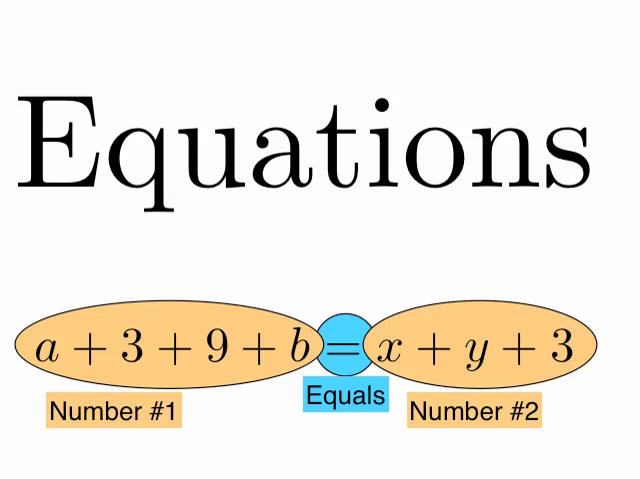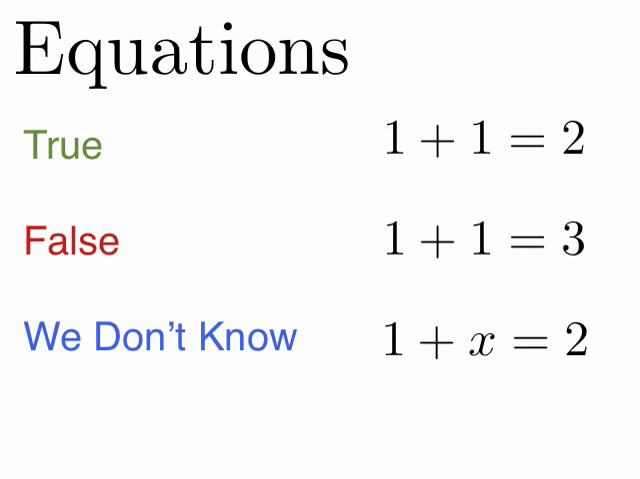This is a statement saying that the number a plus 3 plus 9 plus b, it's an expression, of course, because there are many symbols here, but ultimately, once we know what a and b are, it's going to be a number. We're saying that that number is equal to the number x plus y plus 3. An equation is a statement, meaning that it could be either true or false. We might not know whether it's true or false, but it has to be one of those two things.